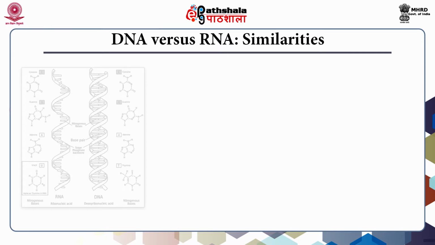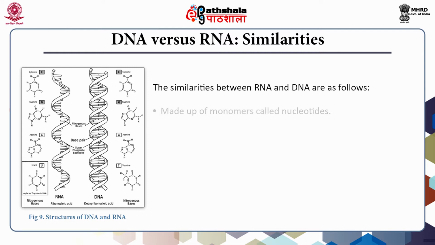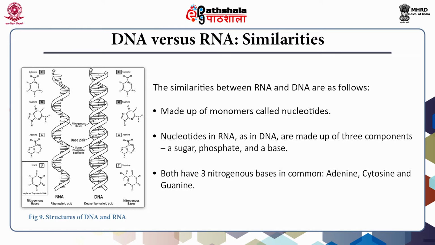Having discussed different types of RNA and their structure, it is relevant to see what the differences between RNA and DNA are. These are as follows. DNA and RNA are made up of monomers called nucleotides. Nucleotides in RNA, as in DNA, are made up of 3 components: sugar, phosphate and a base. DNA and RNA both have 3 nitrogenous bases in common. Those are adenine, cytosine and guanine, but DNA contains thymine, whereas RNA contains uracil, the fourth nitrogenous base.